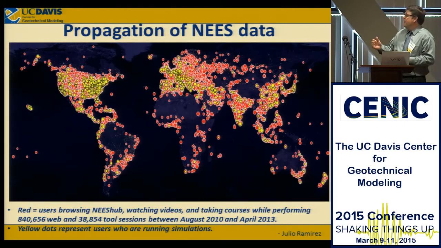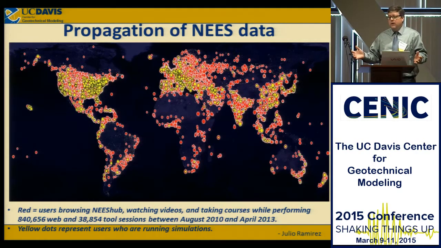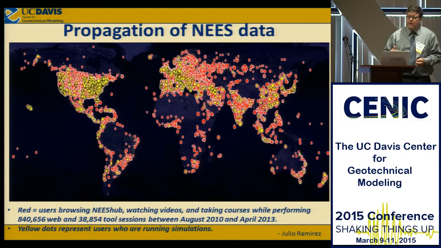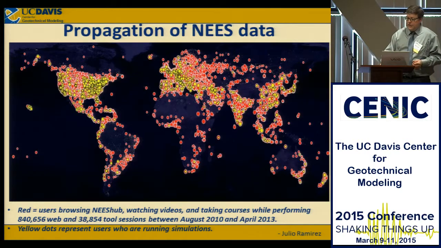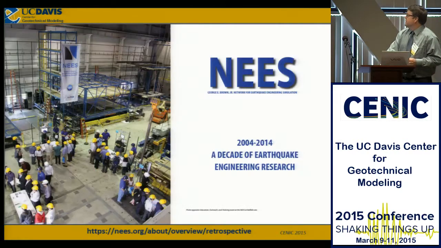Just as an example, showing that NEES, the idea is it's a United States initiative, but it's had a global impact. It's being used across the world. The red dots is people using that data repository. The yellow dots are people running computational simulations using the open source tools that are available. So there's a lot of international collaboration. There are similar networks in Europe, Asia that are trying to share data between the repositories. So some really interesting, challenging problems.